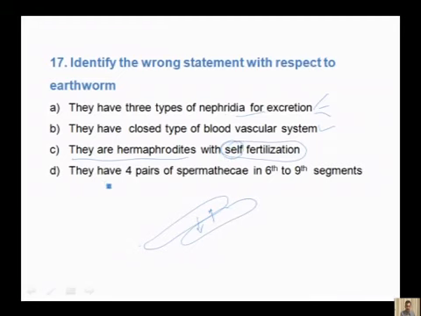Look at the fourth point. They have 4 pairs of spermatheca in the 6th to 9th segments of the body. Spermatheca helps in storage of sperms and is present in the 6th to 9th segments. This point is also correct. The wrong statement among these is option C, because yes, they are hermaphrodites, but fertilization is not self, it's cross fertilization.